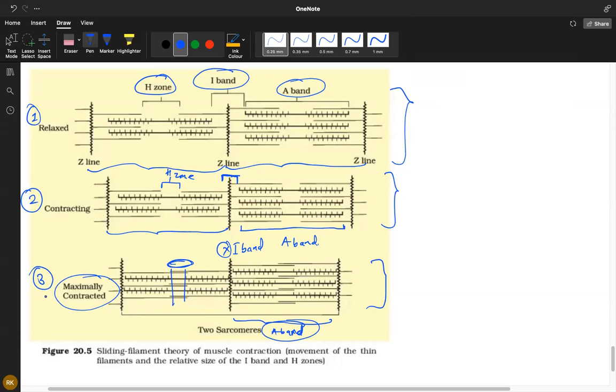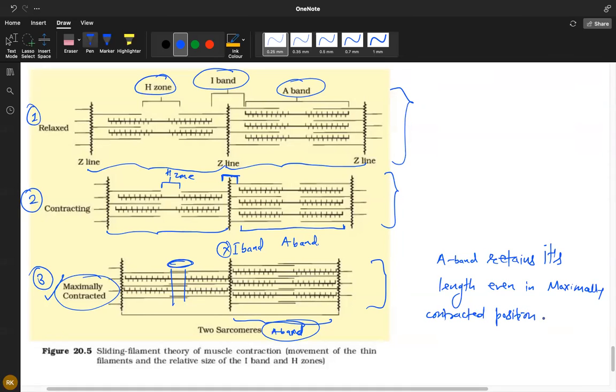So even in a maximally contracted position, what stays the same? The A band. The A band retains its length even in the maximally contracted position of the muscle. Okay.